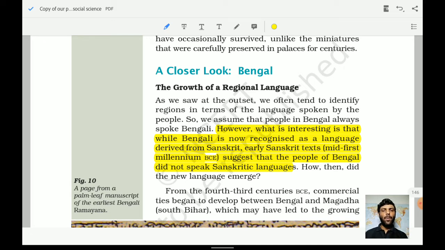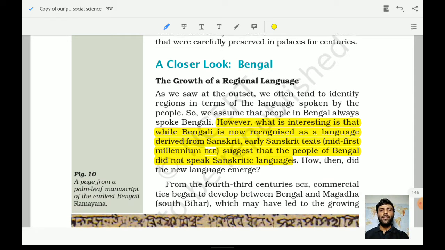They also provided patronage to the Sanskrit language, but later the Bengali language developed independently, so it is providing some information about that. So let us understand this gradual process.